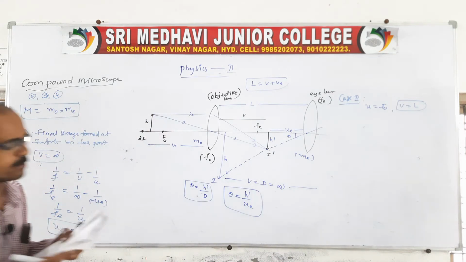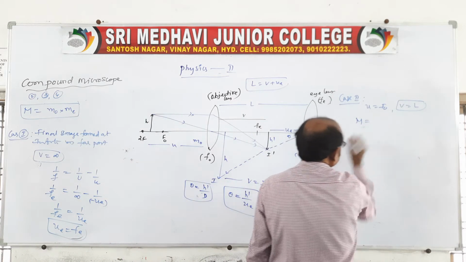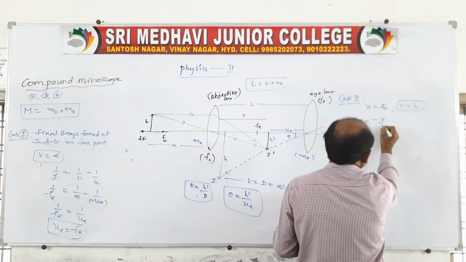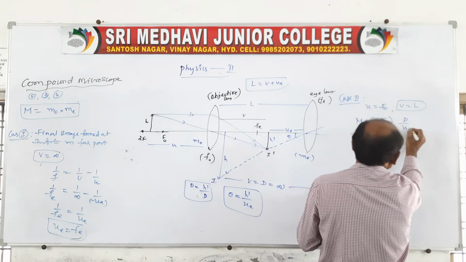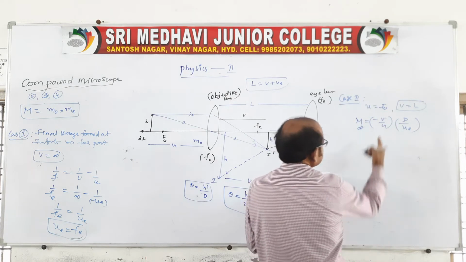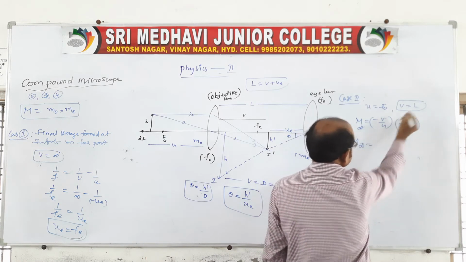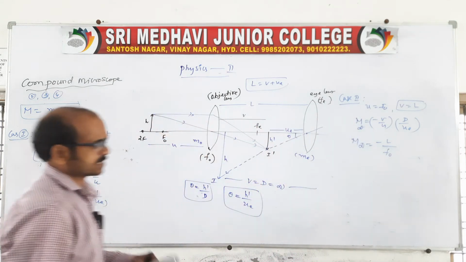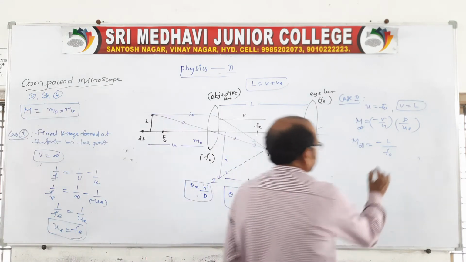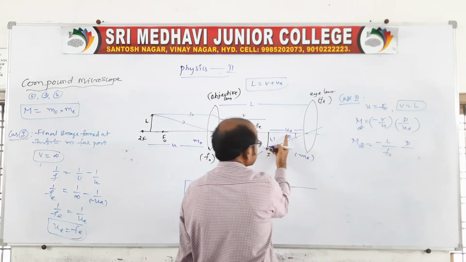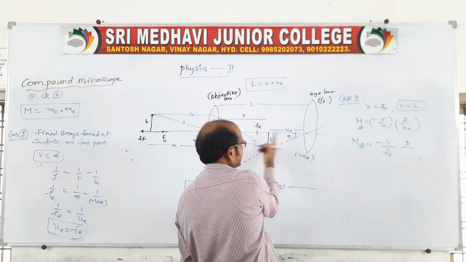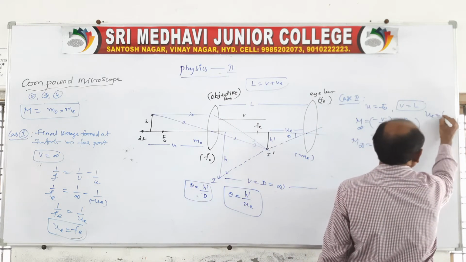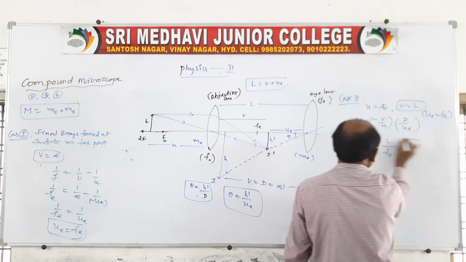Therefore, the magnification at infinity is M is equal to minus V by U into D by UE. Of course, we can change it like this: V will be L, so M infinity is equal to minus L by U, where U is nothing but f naught, because the object distance is at f naught. Therefore, what happens to D by UE? The image formed by this lens acts as the object for the eye lens, so UE is equal to FE, and you write FE here.